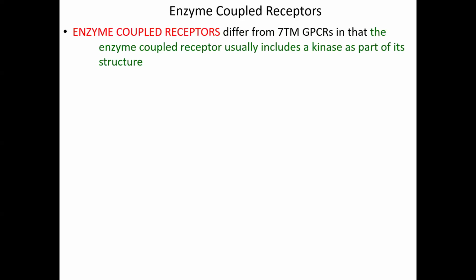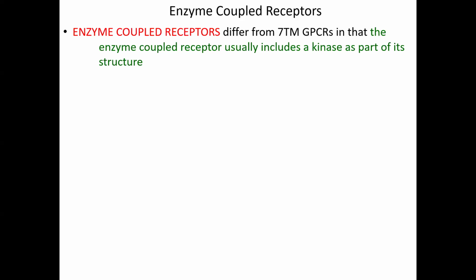So that leads us to enzyme-linked receptors, our second class of specific receptors that we're going to talk about in this class. Enzyme-coupled receptors differ from the seven-transmembrane G protein coupled receptors in many different ways. But the primary way is that the enzyme, the kinase, that is going to be used to transduce the signal into the cell is coupled to the receptor for this receptor class, and that's why they have their name.